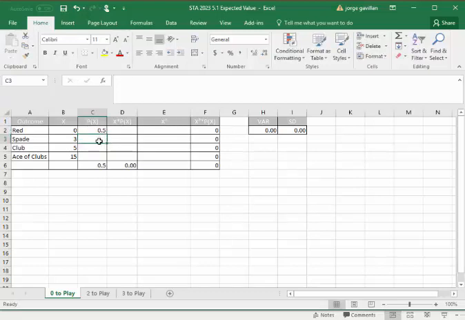And then the probability of getting a spade, since there are 4 suits and spades is one of them, would be 13 out of 52. And then clubs would also be 13 out of 52. And then the ace of clubs would be 1 divided by 52.